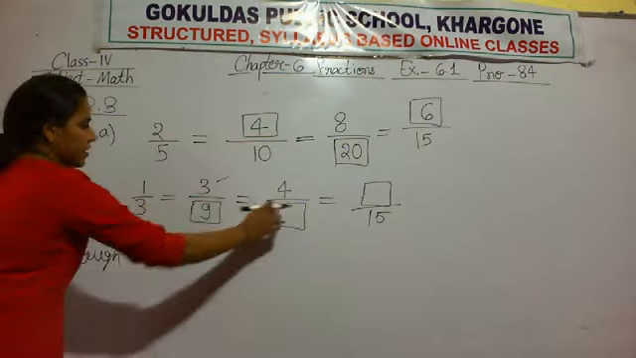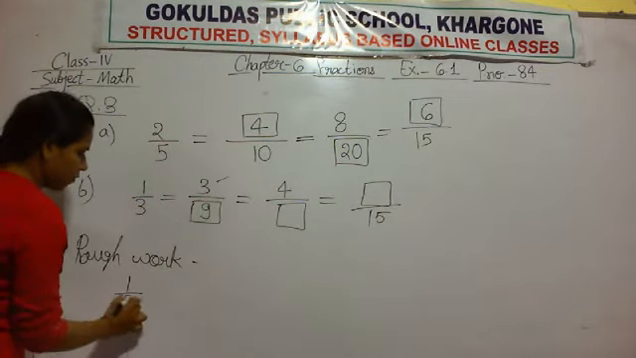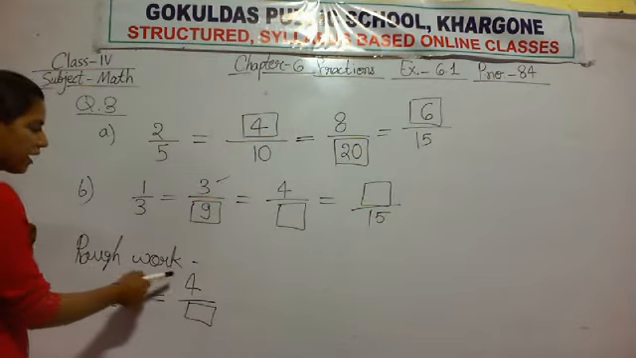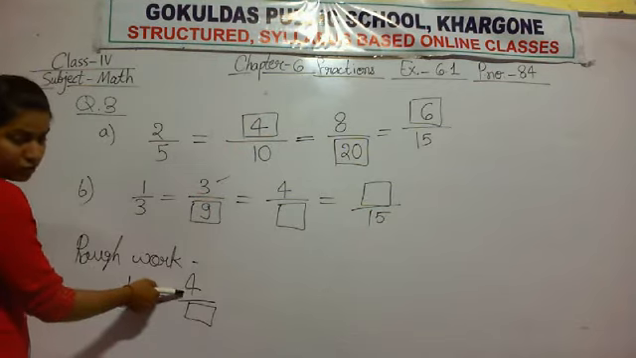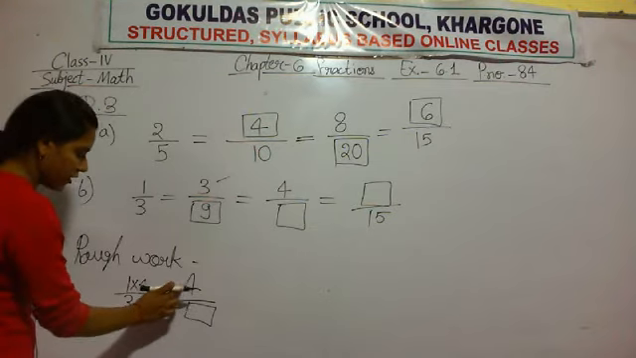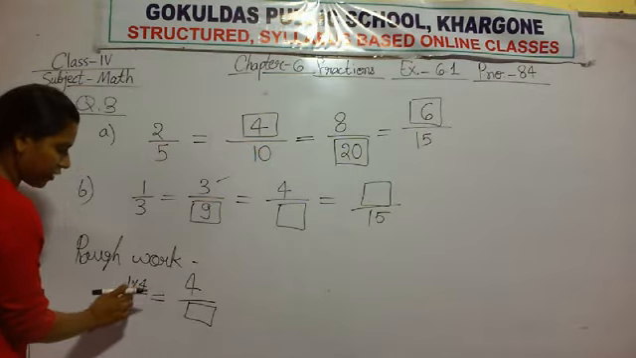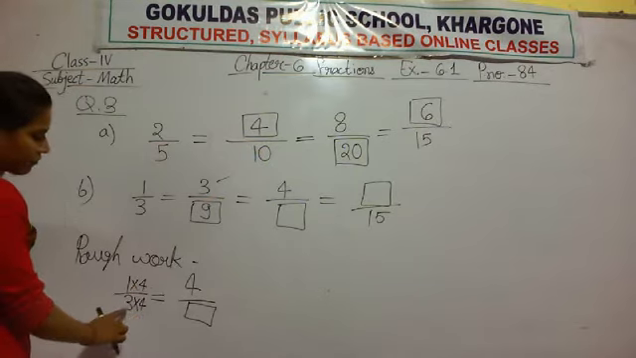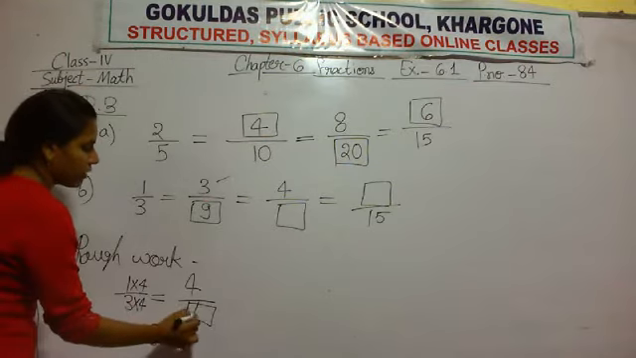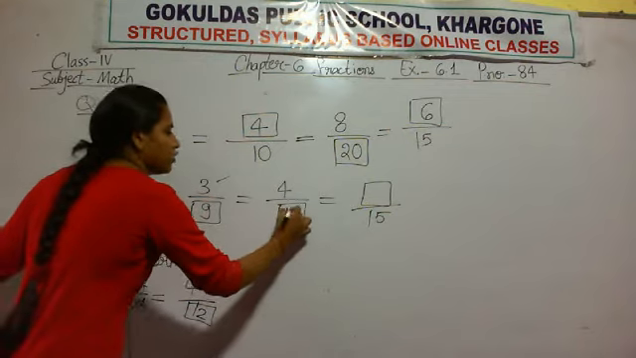Now next is 1 upon 3 is equal to 4 upon blank. What will I multiply with 1 to get 4? If I multiply with 4, I will get 4. 1 into 4 is equal to 4. If I am multiplying by 4 in the numerator, I need to multiply the denominator by 4 also. The same operation, the same number. 3 into 4 gives me 12. So what will come here? 12 will come here.